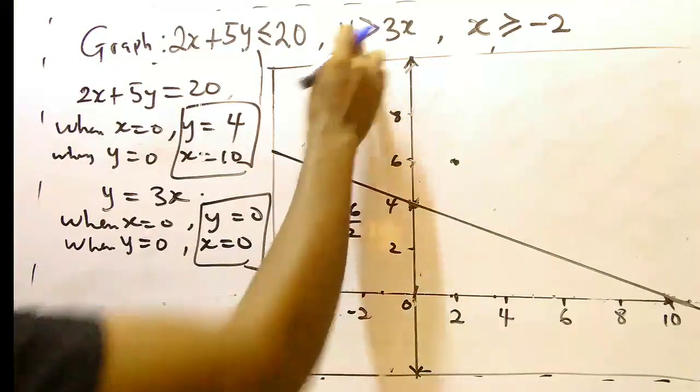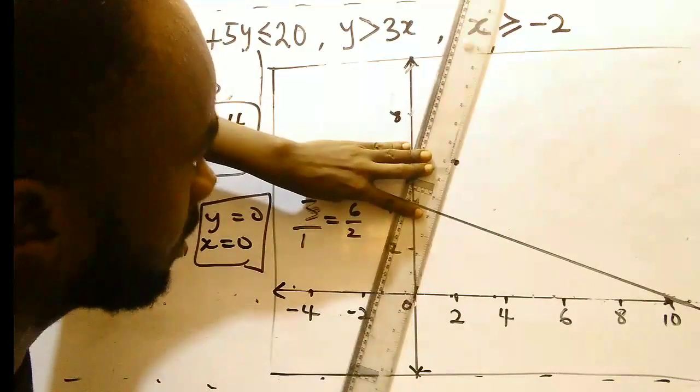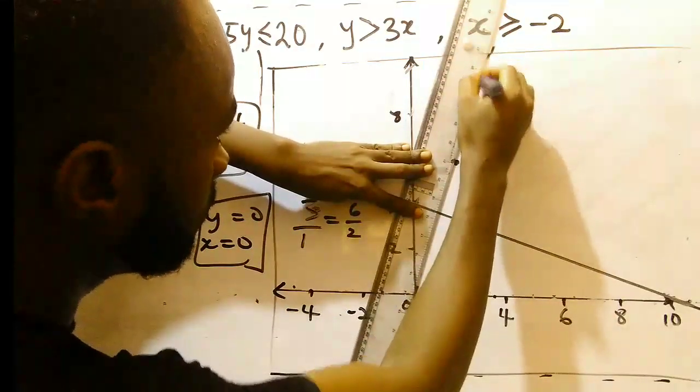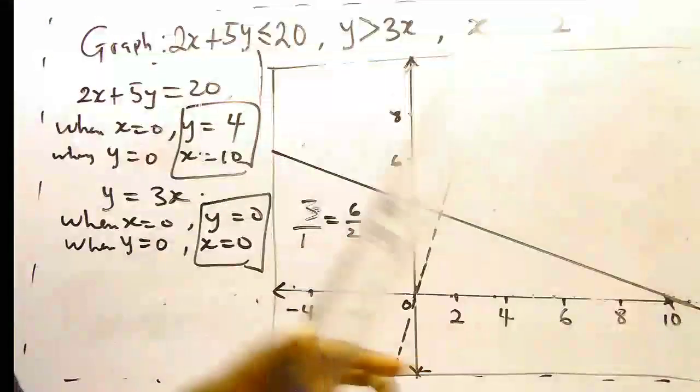What's here? Greater than, so I'm going to use a broken line to pass to that point. So that is that. I'm done with that.